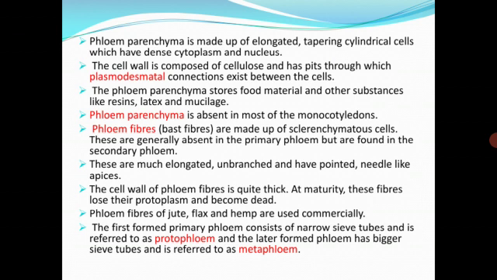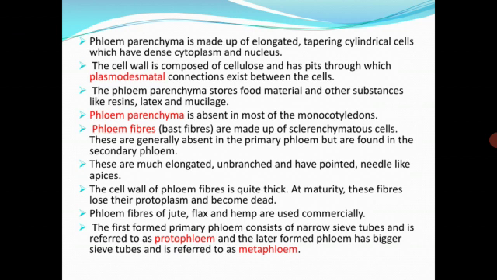Phloem fibers are made up of sclerenchymatous cells. So sclerenchyma cells associated with phloem are called phloem fibers. These are generally absent in the primary phloem but are found in the secondary phloem. These are much elongated, unbranched and have pointed needle-like apices. The cell wall of phloem fibers is quite thick. At maturity, these fibers lose their protoplast and become dead. Phloem fibers of jute, flax and hemp are used commercially.